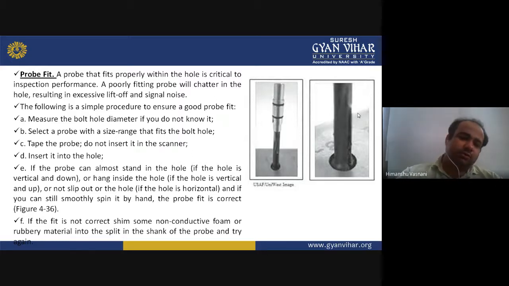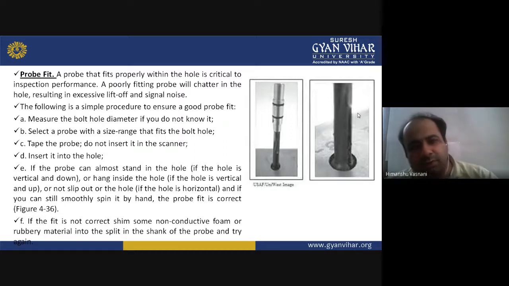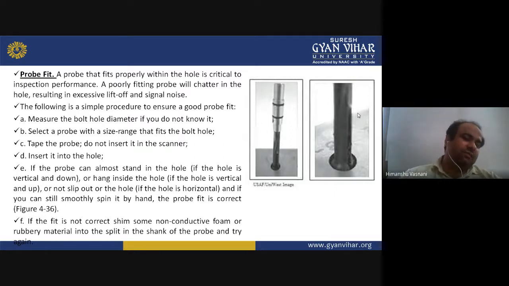So probe fit is obviously important, because if the probe fit is proper, then the inspection performance will be good. If it is not proper, then there will be excessive liftoff and signal noise. So it is better to get a proper probe fit for better inspection performance.